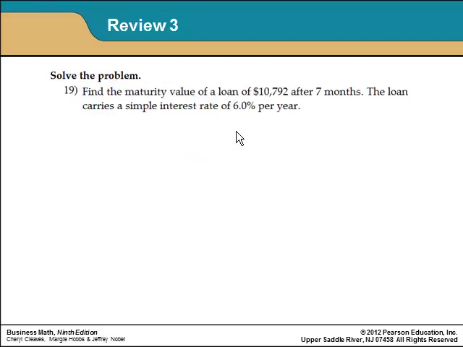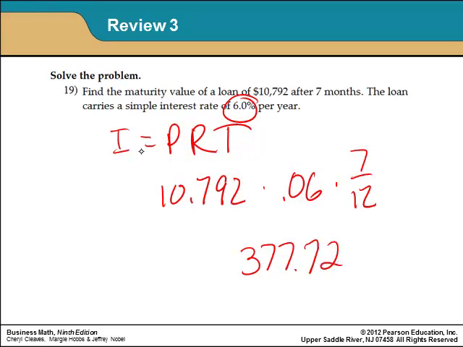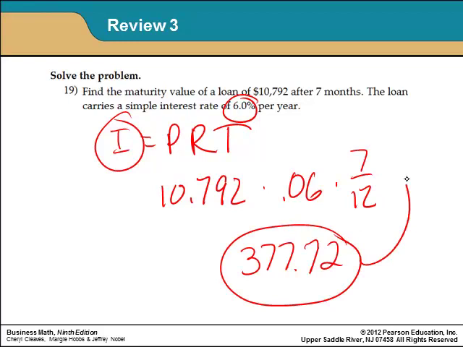Okay, now we've got a simple interest problem. Interest equals principal times rate times time. Principal is 10,792 times rate 0.06. Remember, we always change percent into decimal. Times 7/12 because it's 7/12 of a year. So 10,792 times 0.06 times 7 divided by 12 gives us $377.72 interest.